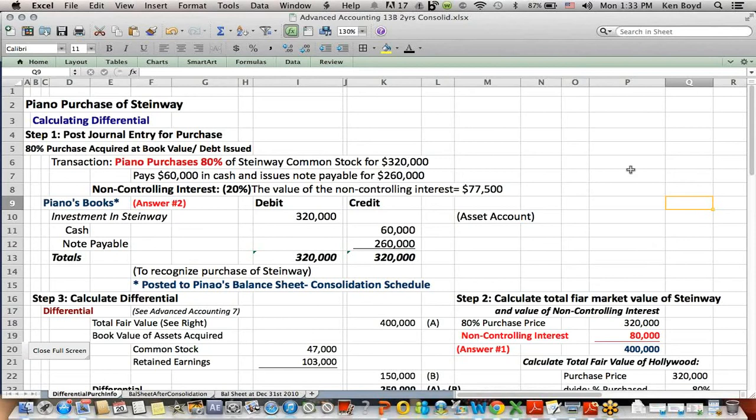The topic I wanted to cover is one that I get asked an awful lot about, which is consolidations and accounting for the differential along with consolidation. So I have a question here that takes a few tabs that may take more than one video.